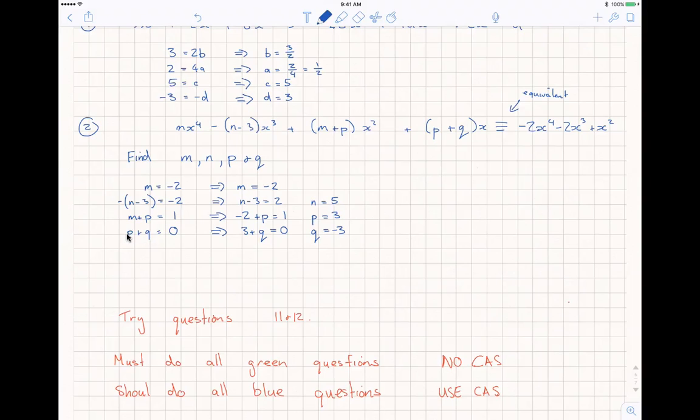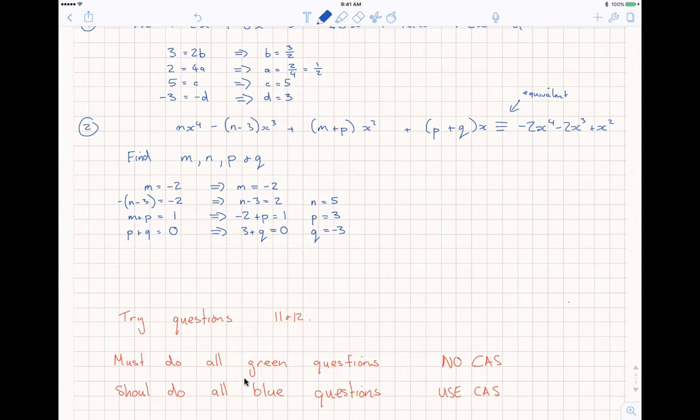Okay, so we found what m, n, p, and q are. So now you can try questions 11 and 12 from the textbook. Don't forget that you've got the solutions manual. So use that to the best of your ability. Now, what I would like you to do, so if you've done all the questions so far through the screencast, that means that you've done all the questions that are in green in the textbook.